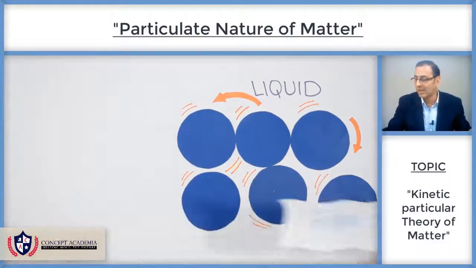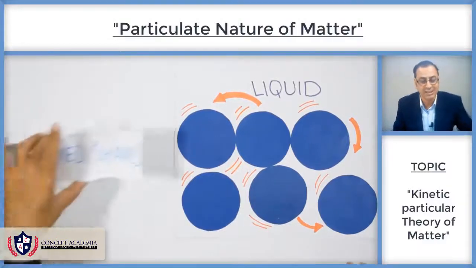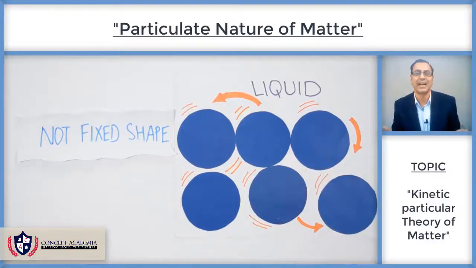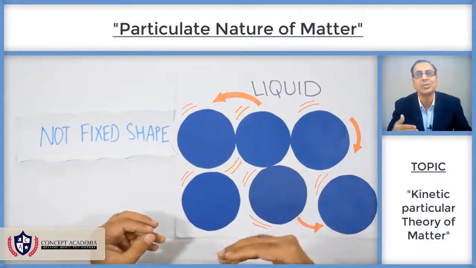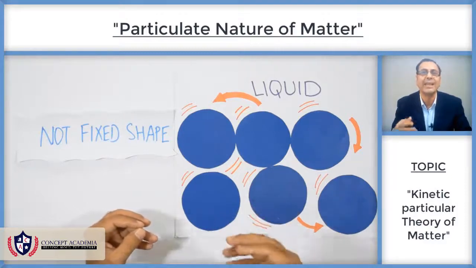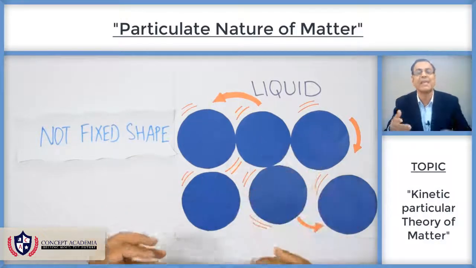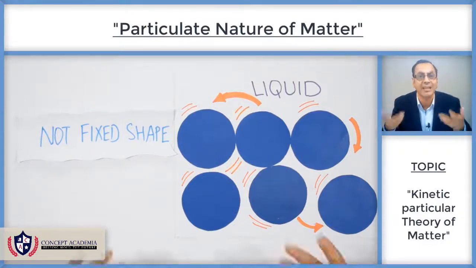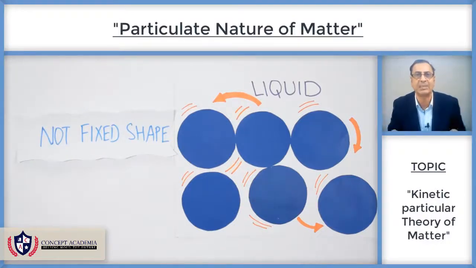And they do not have a fixed shape. Why don't they have a fixed shape? The reason is that they can show slight movement. With that slight movement, they can change their shape. They can change their shape according to the shape of the container. They can adapt themselves according to the container in which we place them.